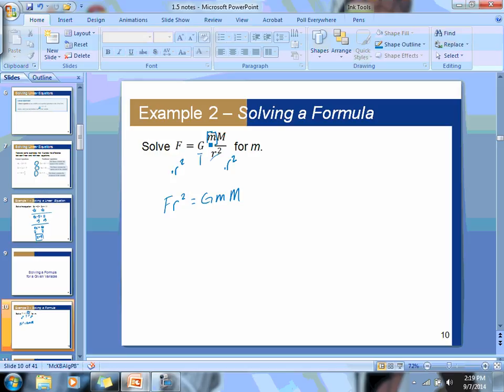And now we have just finished solving for m, so I'm just going to divide by g and the capital M. And now we'll have the lowercase m isolated. So we'll have f times r squared divided by g times the capital M.